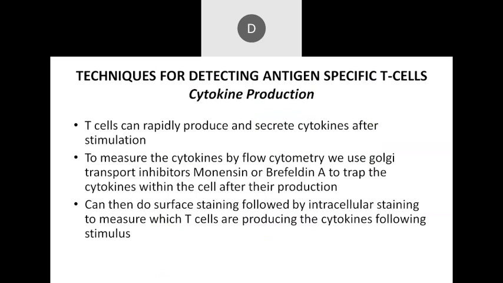And talking about cytokines, one of the things T cells do when they're stimulated by their antigen is to make cytokines. They'll rapidly produce and secrete cytokines after that antigenic stimulation. To measure the cytokines by flow cytometry, we need to trap the cytokine within the cell so we can stain it with antibody. If it releases the cytokine, it's too late, we've missed it. But you can block that cytokine release with Golgi transport inhibitors, Monensin or Brefeldin, which trap those cytokines in the cell, and then you can do intracellular cytokine staining.